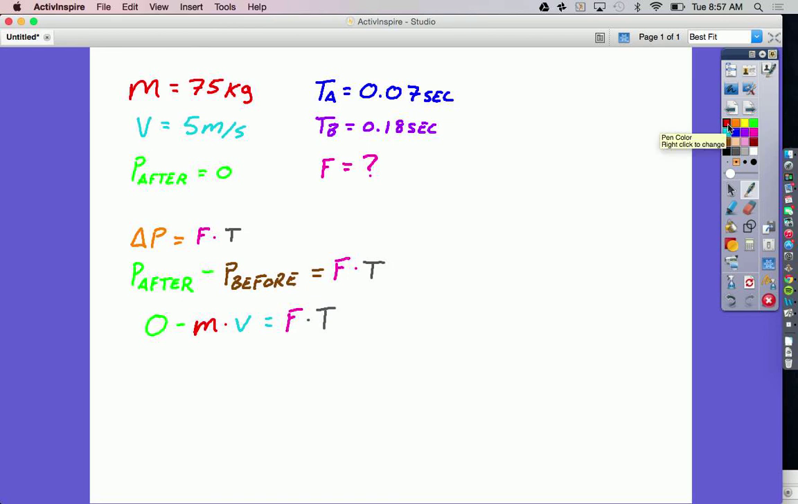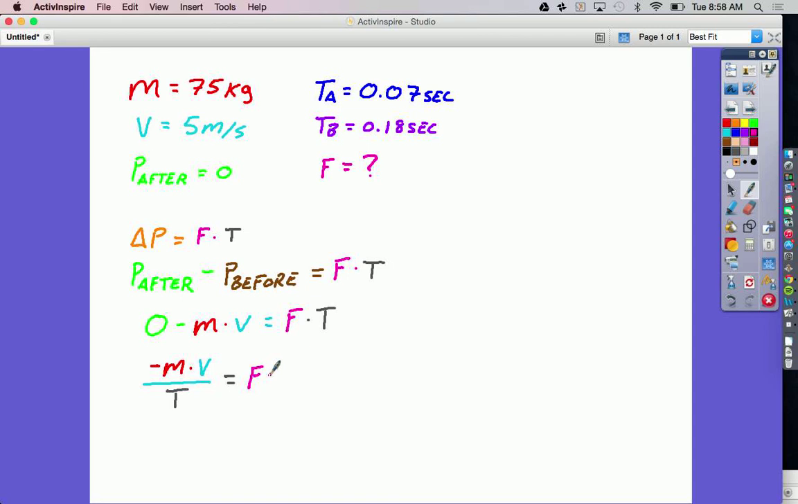Now we're trying to solve for the force, so we're just going to rearrange this equation to get us the force. I'm going to get rid of the zero, so I know I just have negative mass times velocity. And what's the negative for? We're assuming that the person's foot is initially moving in the positive direction, so the force is going to be going the other way, which would be the negative. So that's why we have the negative here. And I'm going to divide by my time. And that would give me how much force is acting on this person's foot.